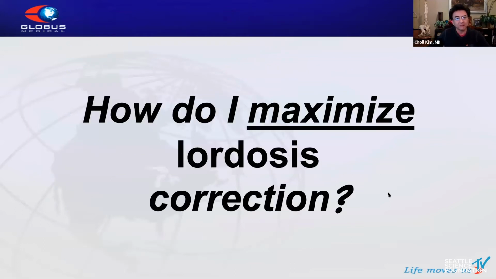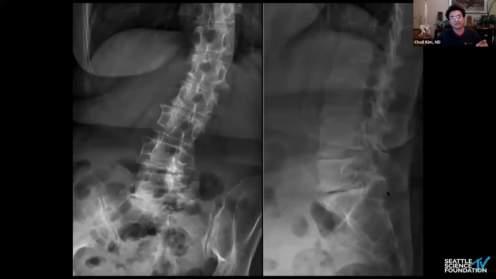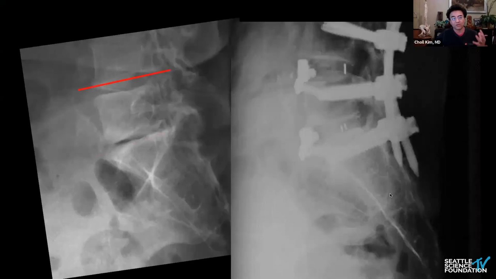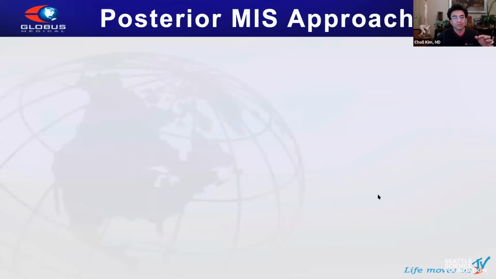So how do I maximize lordosis correction? When you have a pristine starting point, the first question you should ask is, is it better to go anterior versus posterior? And I think for a case like this, where you need to get a lot of correction at 4.5 and 5.1, it's clear that the ALIF approach is the gold standard.